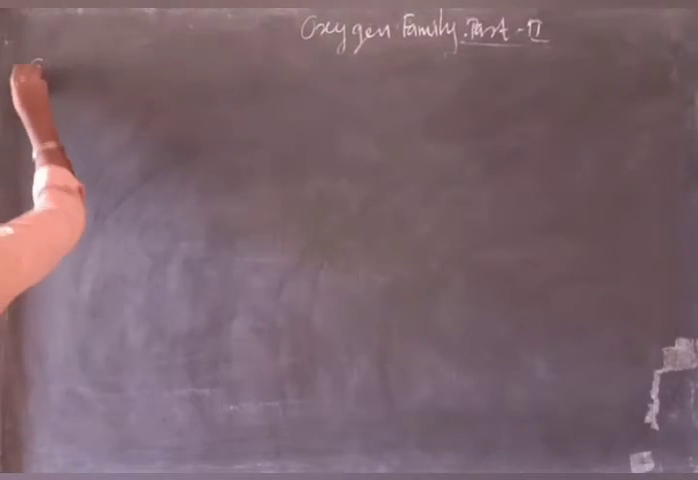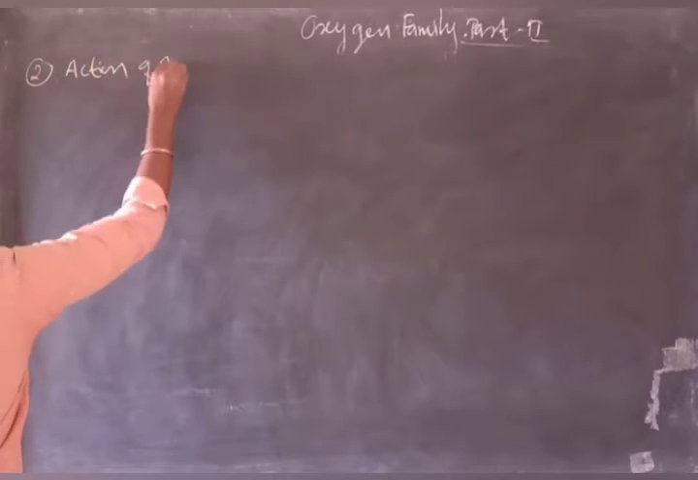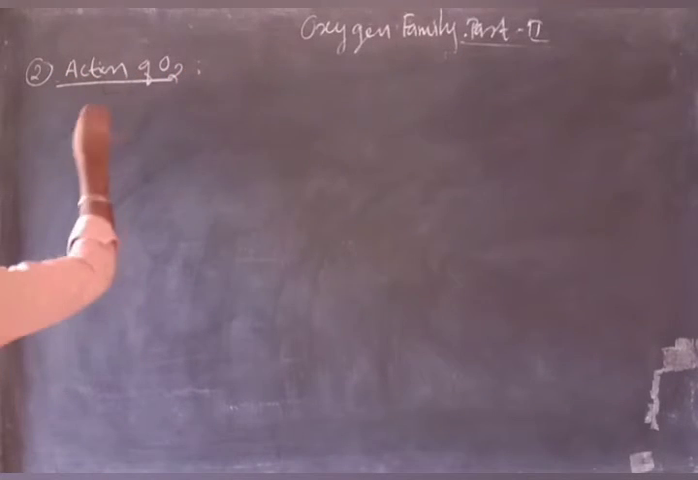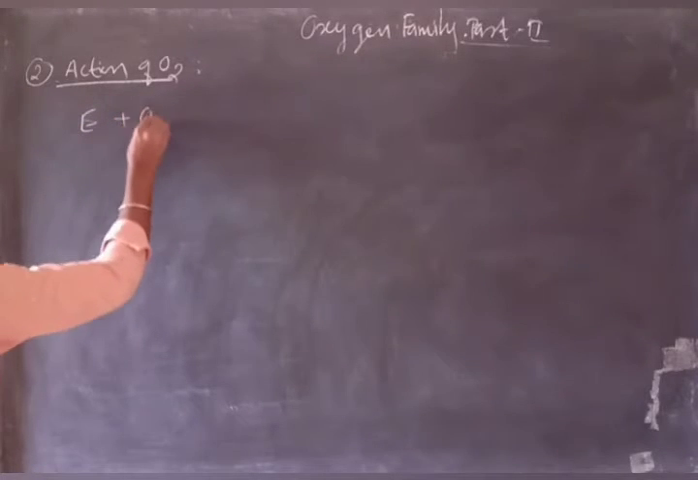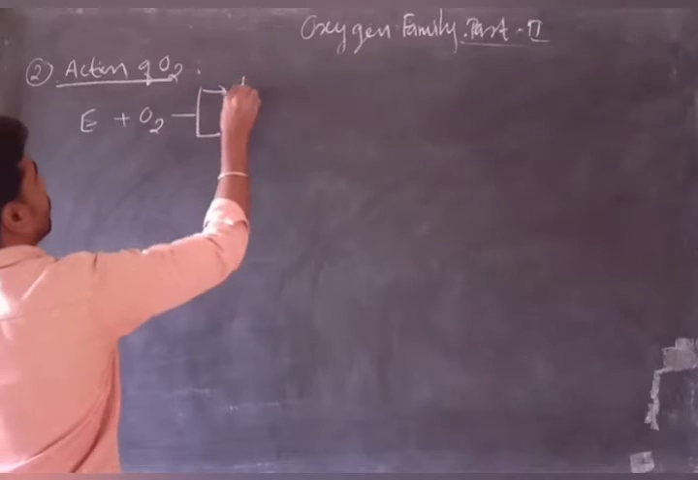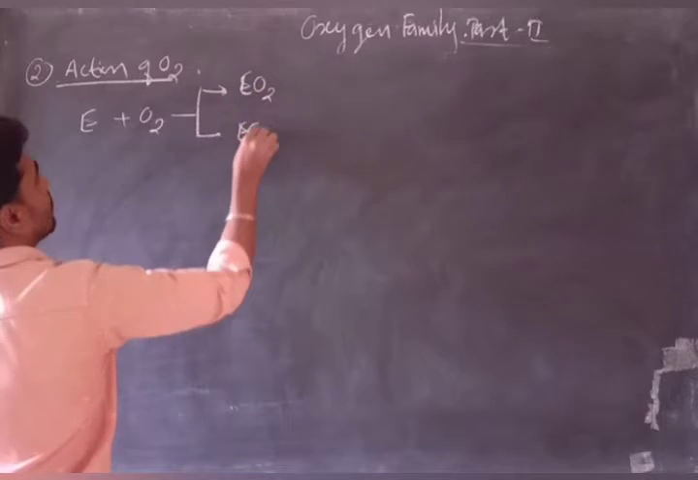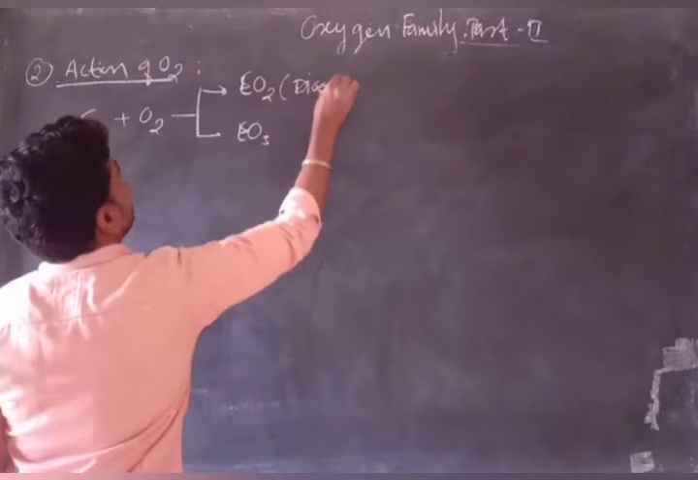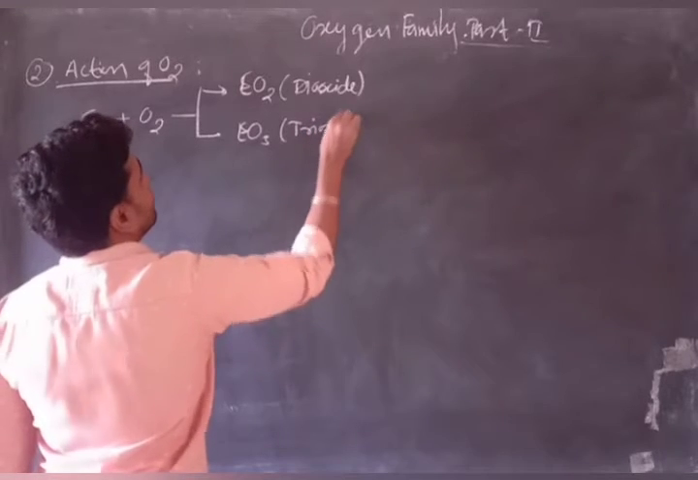So now here we learn the action of O2, that is oxygen. When these elements react with oxygen, two types of oxide are formed, which are EO2 and EO3. That is, one dioxide and second trioxide is formed.